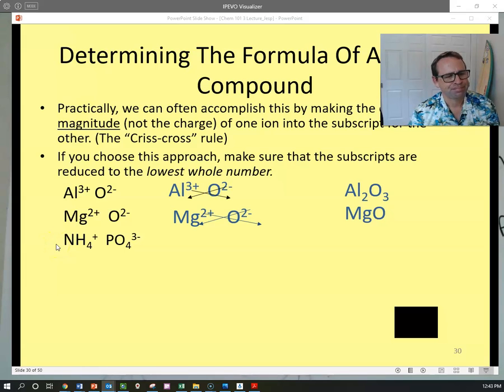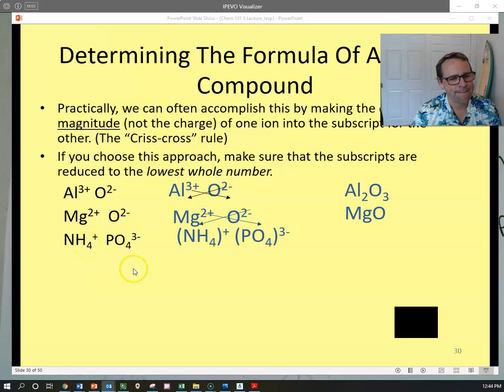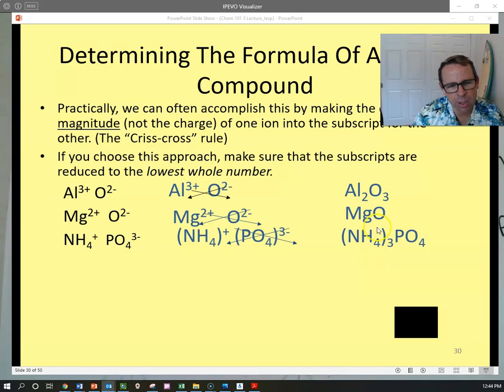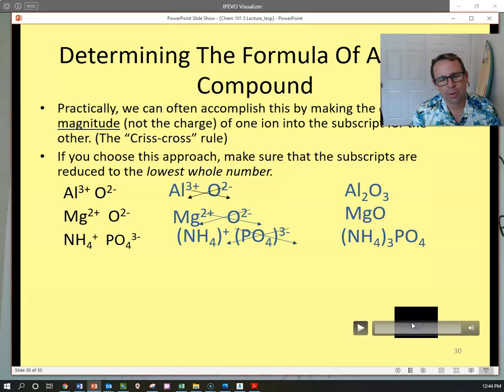So, let's see. Can you tell me the chemical formula then for ammonium phosphate? What ratio are they going to come together in? How many ammonium ions do I need? 3. That's right. I need 3 ammonium ions. And so I use those parentheses around the polyatomic ion, put a 3 there, and then 1 of the phosphate ions. So that's ammonium phosphate. Okay, very good.